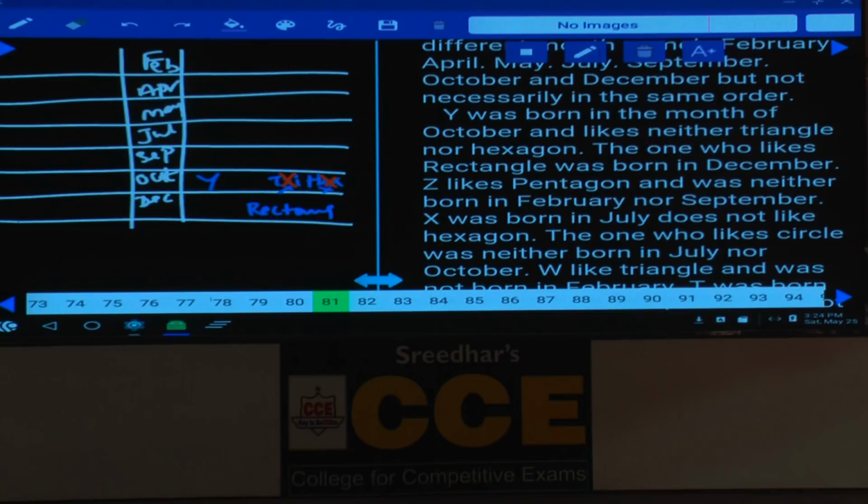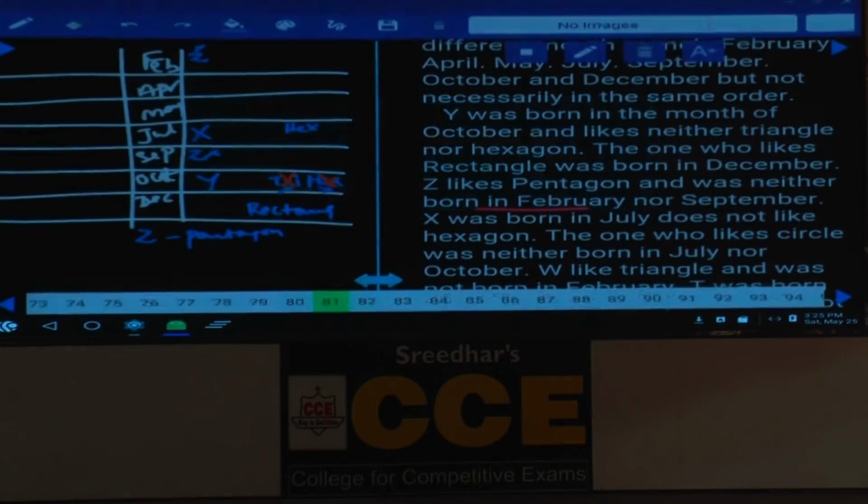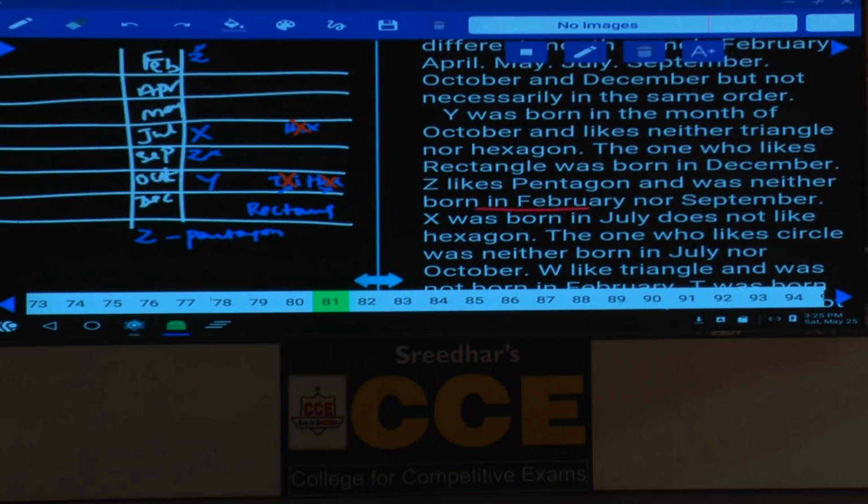Rectangle was born in December. Next one. Z likes pentagon and was neither born in Feb nor September. Z, pentagon, and neither born in Feb nor in September, and December is also taken by rectangle. Hence Z cannot be here and Z cannot be here. Isn't it? The next one, X was born in July. X, July, and does not like hexagon. Write hexagon and put a cross over this one, and this person does not like hexagon. Isn't it?